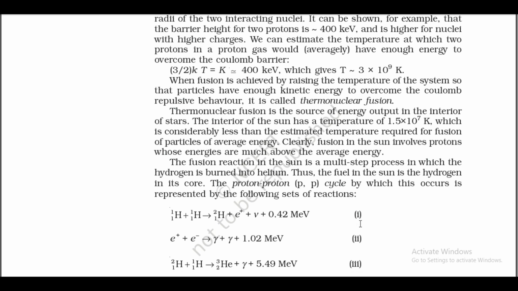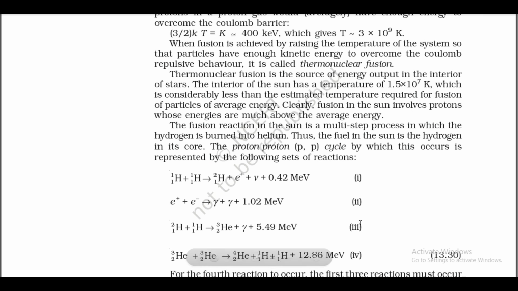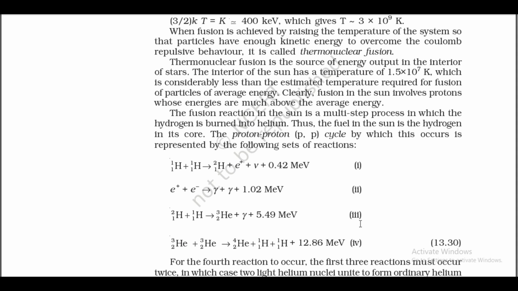We can estimate the temperature at which the two protons in a proton gas would on average have enough energy to overcome the Coulomb barrier. (3/2)kT is equivalent to 400 keV, which gives T approximately equal to 3 × 10^9 K. When fusion is achieved by raising the temperature of the system so that particles have enough kinetic energy to overcome the Coulomb repulsive behavior, it is called thermonuclear fusion. Thermonuclear fusion is the source of energy output in the interior of stars.